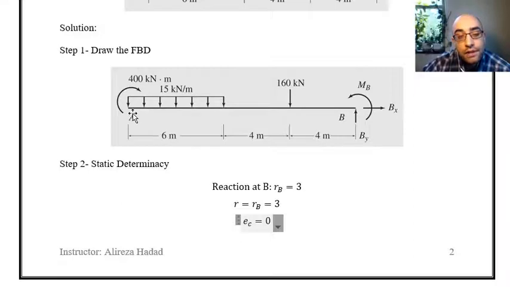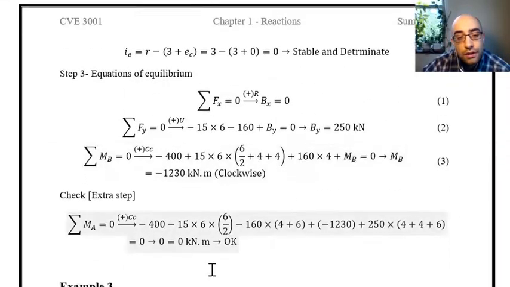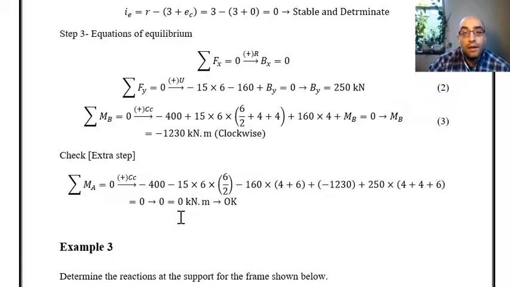So summation of moments about point A this time is equal to 0. A very similar procedure. I just need to put the values of By and MB in the equation. As you can see, this is the equation. And if I calculate all of these values, the final value is 0, which means that the calculations that we did earlier for finding the reactions are correct. And through this procedure, we can say we could solve the problem.